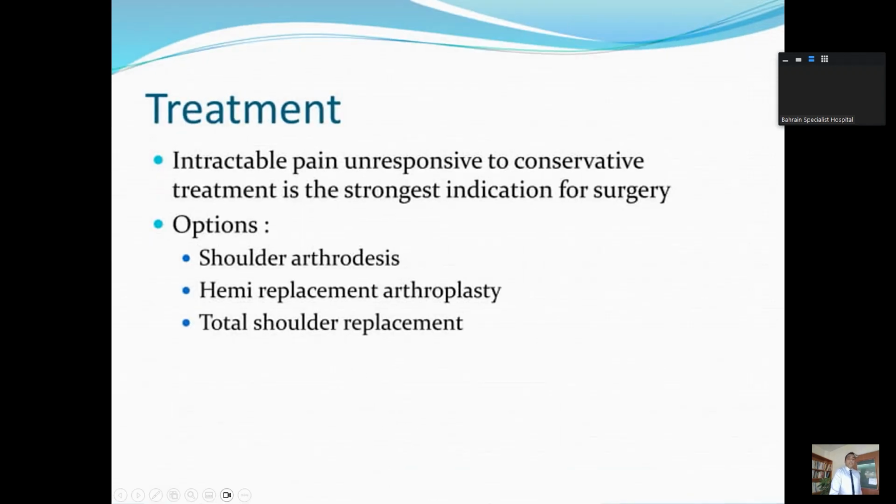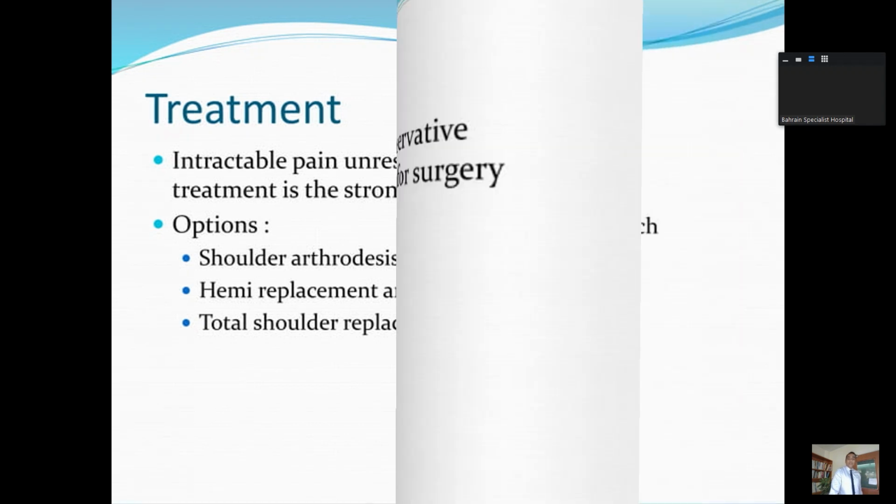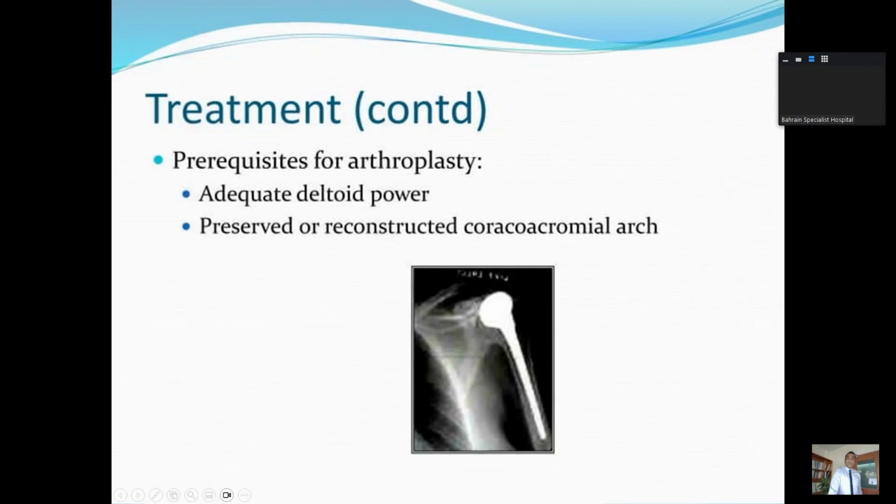Treatment of rotator cuff arthropathy involves shoulder arthrodesis. So earlier, when there was no replacement for the shoulder, they used to do arthrodesis of the shoulder, so the shoulder was fixed in a particular position. Then came the hemi replacement and finally the total shoulder replacement. In total shoulder replacement, you replace the glenoid as well as the humeral head.